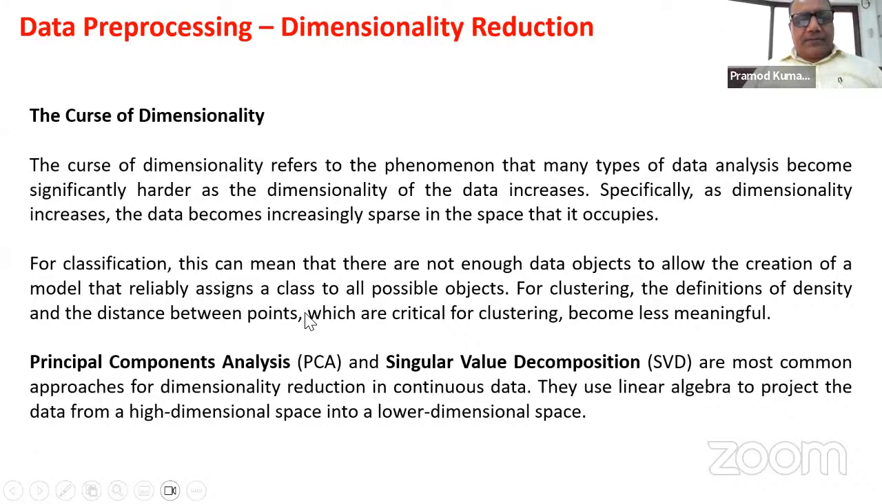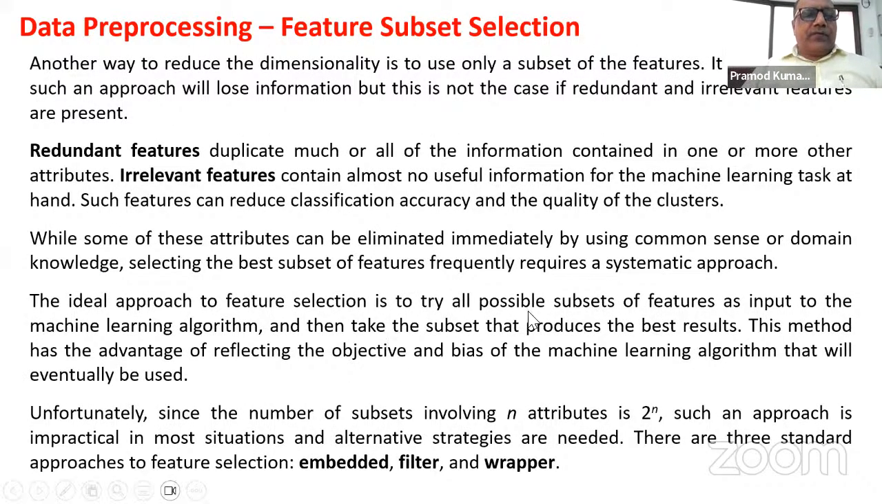Various ways are there to reduce the dimensions. In feature extraction, principal component analysis and singular value decomposition are the most common for dimensionality reduction in continuous data. And here we are talking of feature extraction, not feature selection. They use linear algebra to project the data from a high dimensional space into a lower dimensional space by using mathematical functions, as it is written here. So these are some complex methods. We do not have the time to discuss all these things, so we just come to the feature selection.